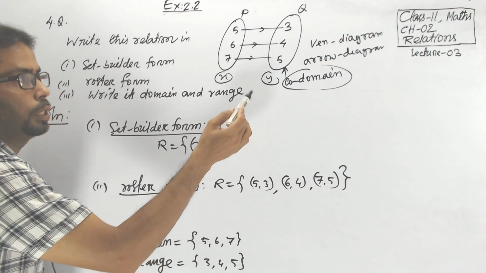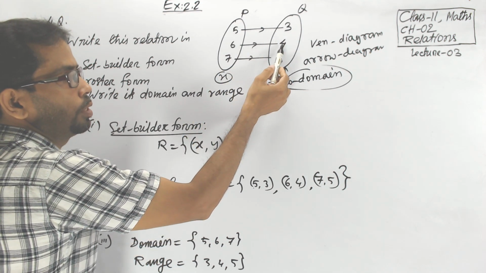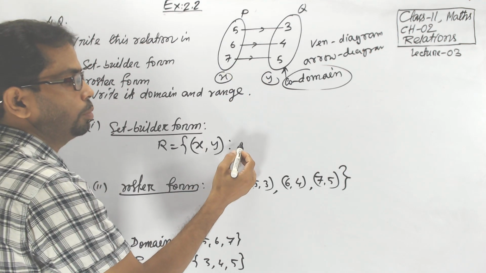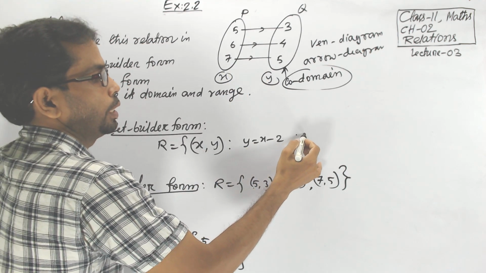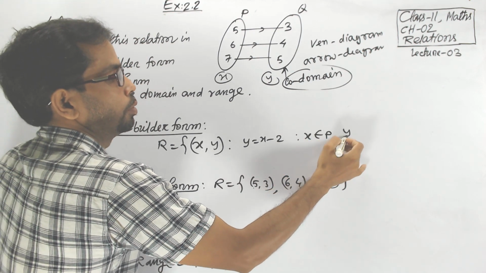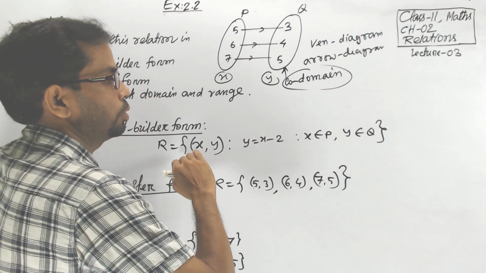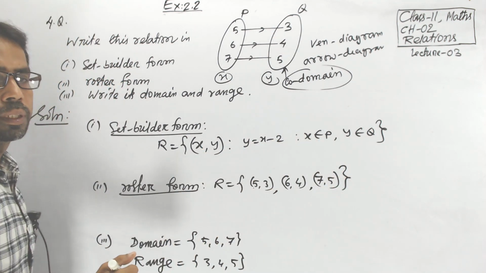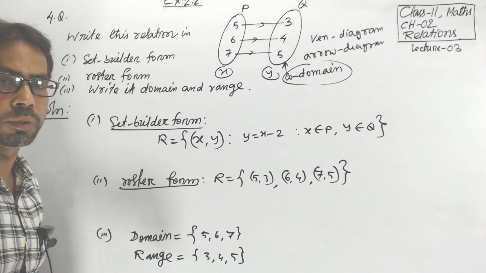Relation between x and y: here you see 5 and 3 difference is 2, 6 and 4 also difference is 2, 7 and 5 difference is 2. That means y is equal to x minus 2. X belongs to the first set, y belongs to the second set, that we have to mention. So this way of writing the relation is called set builder form. So this is the complete solution for this question.